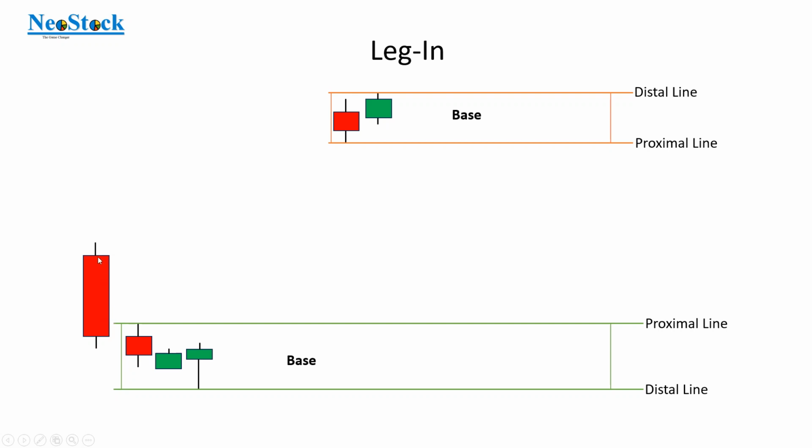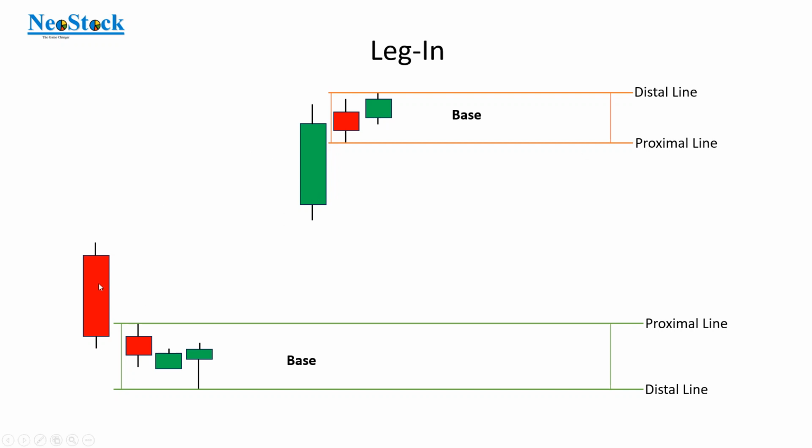This is why we have given the name legging, because this leg candle is going into the base. After the leg candle, a base should be formed. So that's why we have named it legging. Similarly, here also, we should have a legging before the base. This is a rule. There should be a legging candle before the base. Otherwise, we should not qualify that as a base.